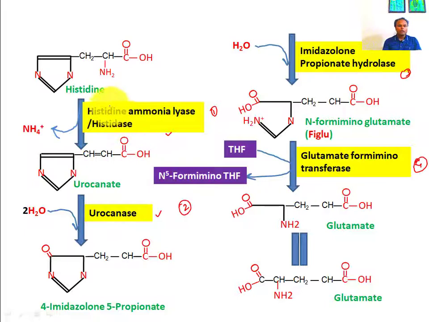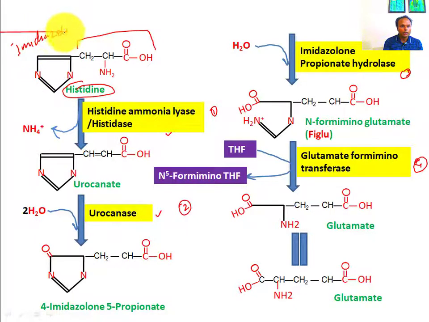Now let's see. Histidine is one of the amino acids. Let's first understand the structure of histidine. Histidine is an alanine analog amino acid. If you can see, it has 3 carbons, similar to alanine. So this part is alanine, and what is attached to alanine is the imidazole ring. This is called the imidazole ring.